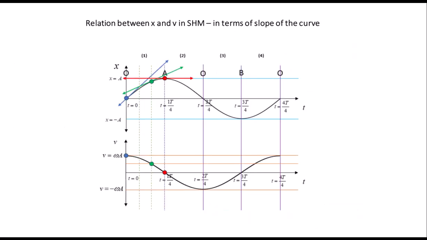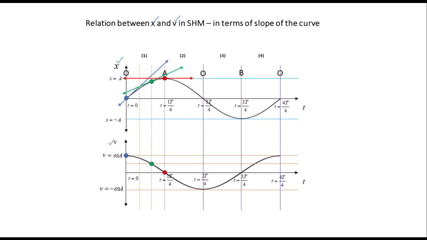Let's now try to understand the relation between the displacement and the velocity in simple harmonic motion by utilizing the concept of slope of the curve. So as explained previously, we have the curve for the displacement given by this graph, and then we also have the curve for the velocity given by this graph.